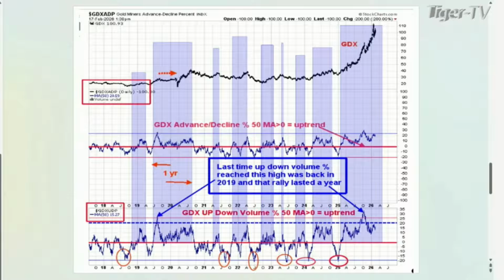Okay, Tim, we talking GDX? Yeah, we're talking GDX. It's kind of a repeat, an update of this chart. The bottom window is the GDX up-down volume percent with the 50-day average. So that's like 2.5 months of data to create this chart. And anything above zero is bullish. That's all this blue area going here.